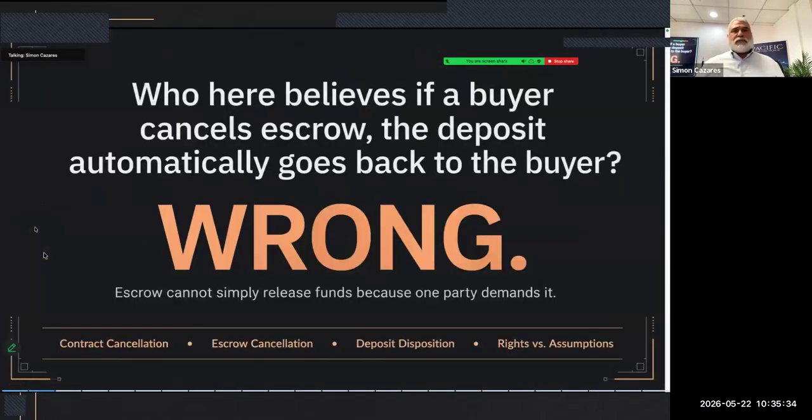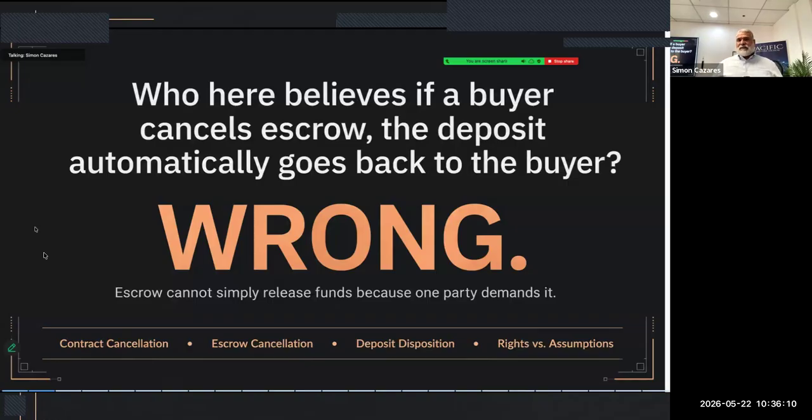Okay, there we go. So who here believes if a buyer cancels escrow, the deposit automatically goes back to the buyer? Okay, so wrong. Escrow cannot simply release the funds because one party is demanding, right? So if I'm a buyer's agent and I submit a cancellation from my buyer, it doesn't necessarily mean it's canceled, right? It has to be mutually agreed upon by all parties, right?